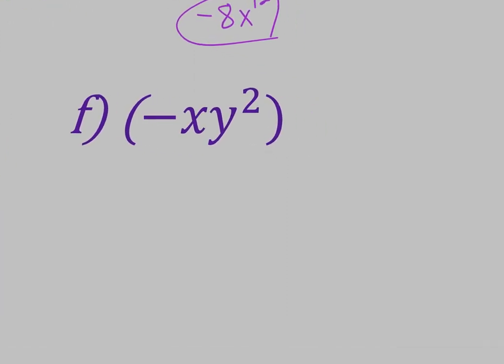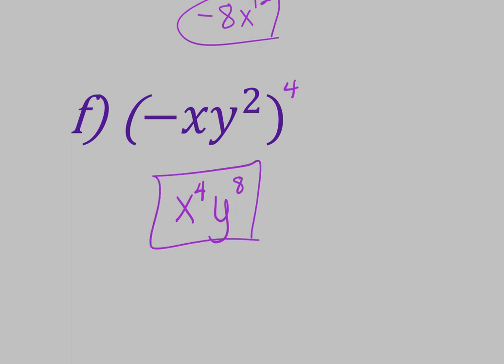And does this change? No, this is probably a total typo. There was probably supposed to be something on the outside, so we're going to add something on and pretend it was there the whole time. We're going to make this to the 4th. What happens now? It should be positive. x to the 4th, y to the 8th. Good. So if it was an odd power on the outside, my answer would have been negative. But because it's an even number on the outside, my answer is positive.